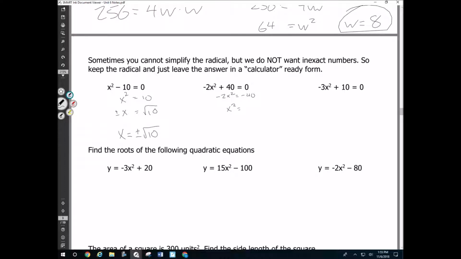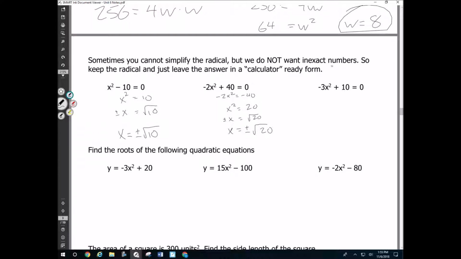I subtract 40, divide by negative 2, I get x squared equals 20. If I take the square root of both sides, I plug in root 20, there's no whole number. However, the square root of 20 is a number, so we'll get x is plus or minus root 20. Both the positive and the negative root 20 will work.